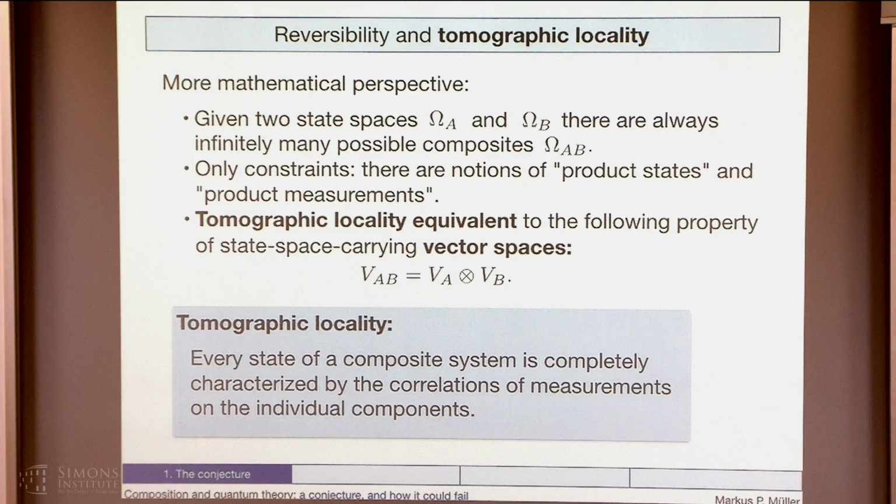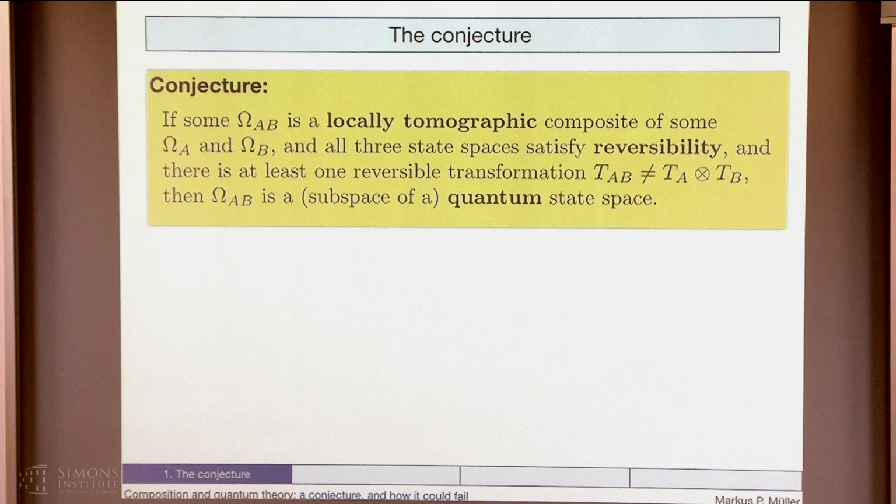Now, what tomographic locality gives you is basically something like a tensor product. It tells you that if you look at the vector spaces that carry the states, then the vector space of AB must just be the tensor product of the vector space of A and the vector space of B. That's another reformulation of tomographic locality. I think it's also mathematically very natural to expect something like that.